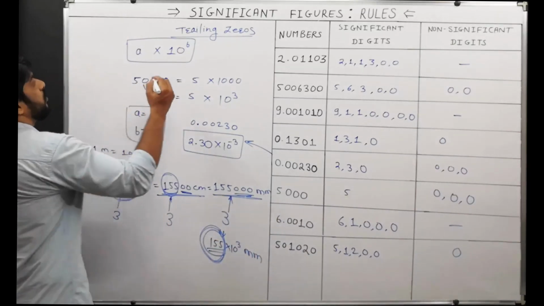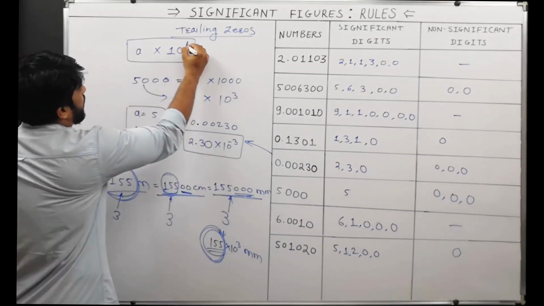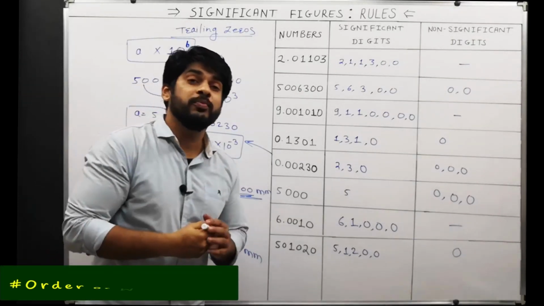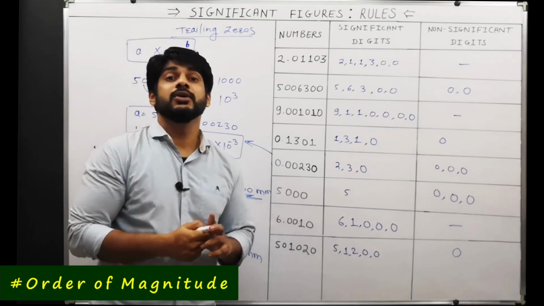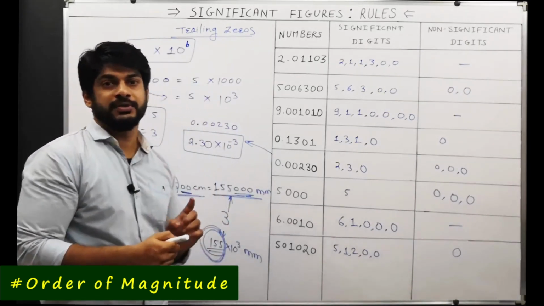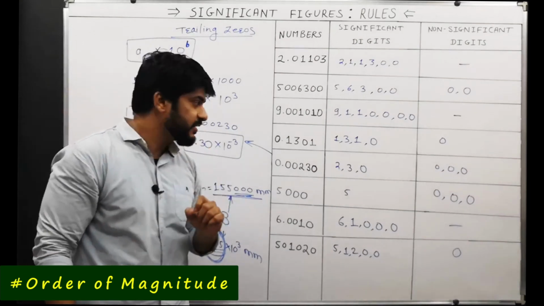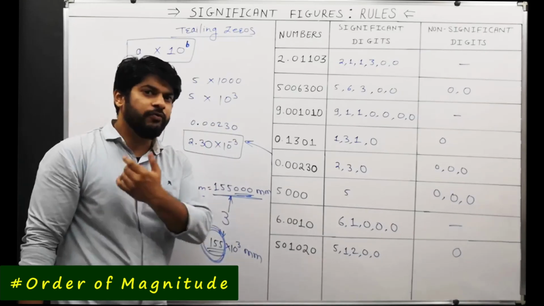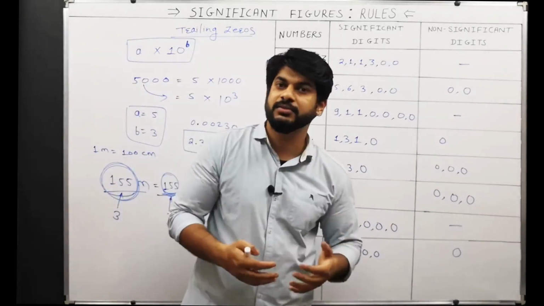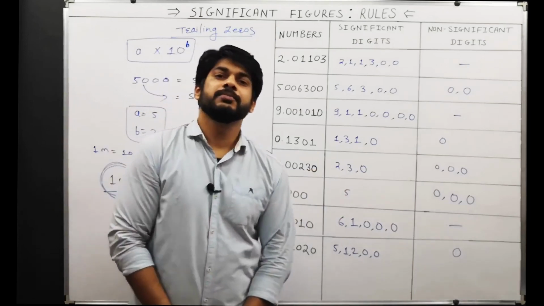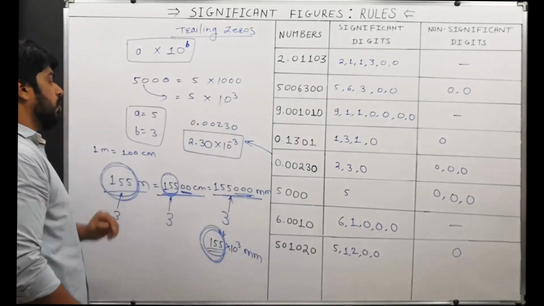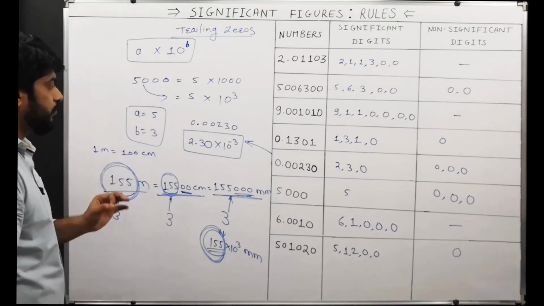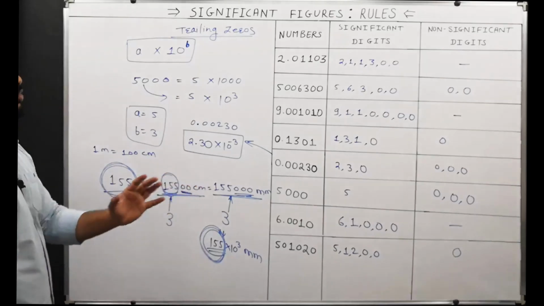This b that you see here, this power of 10, is called the order of magnitude. Remember this. This b can be positive as well as negative, just like we have seen here: this is plus 3, this is minus 3. It's not only plus 3 or minus 3, it can be of any value. It's a very important number. So these are some rules.